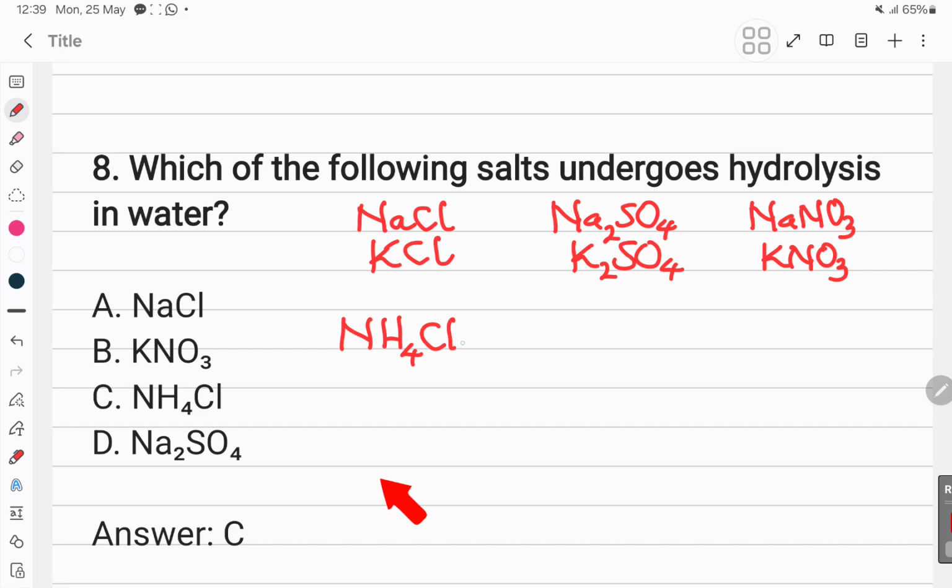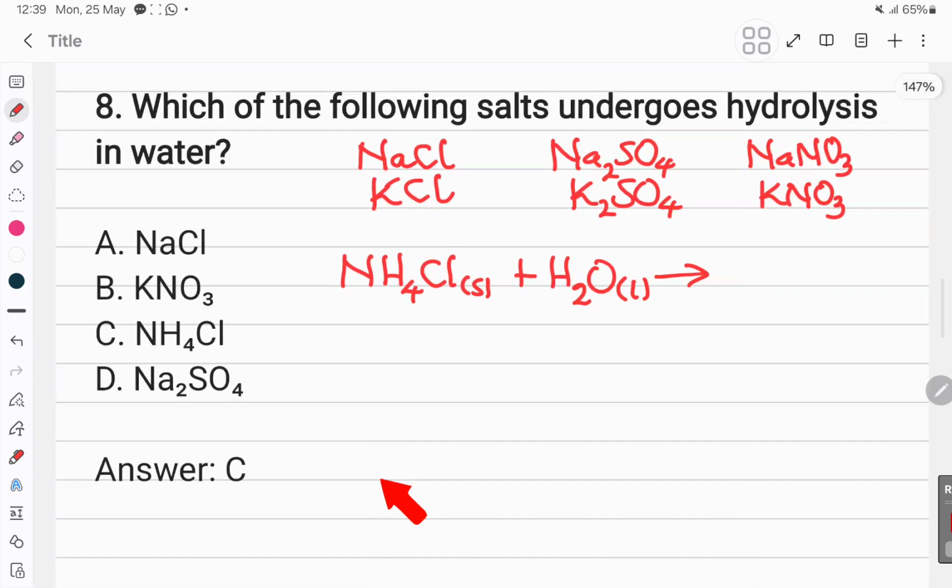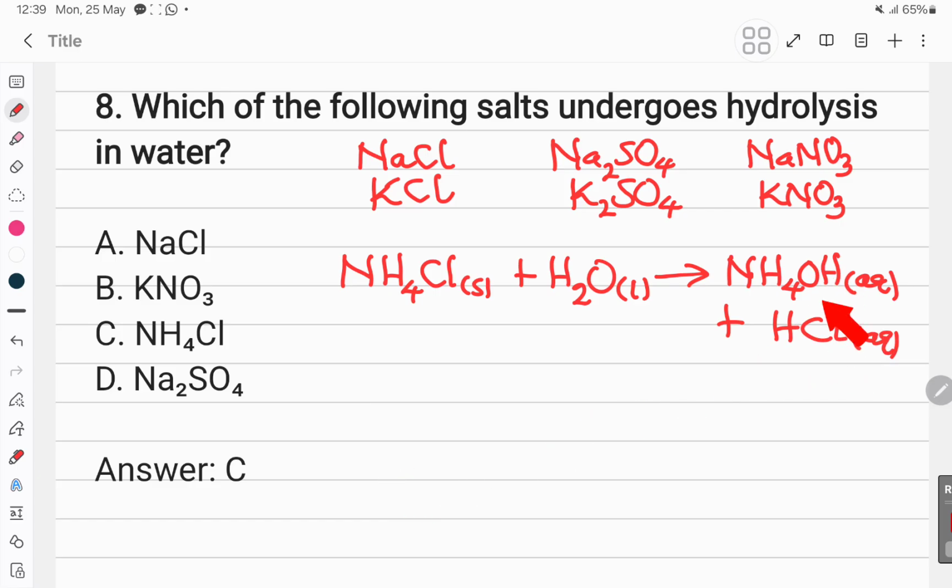The ammonium chloride solid dissolves in water and reacts to form ammonium hydroxide, which is the base, and also we form hydrochloric acid. These are the original acid and base that react to form the salt. So this is the equation of hydrolysis of ammonium chloride.